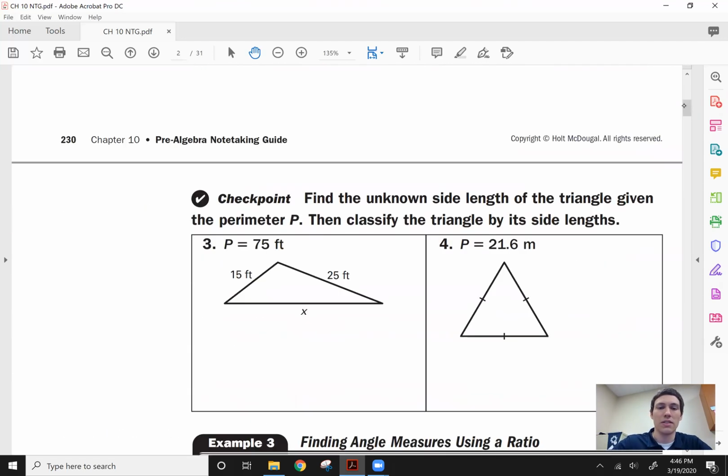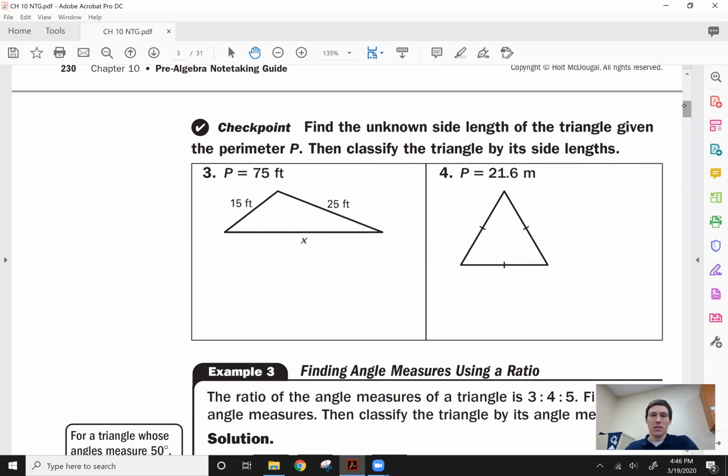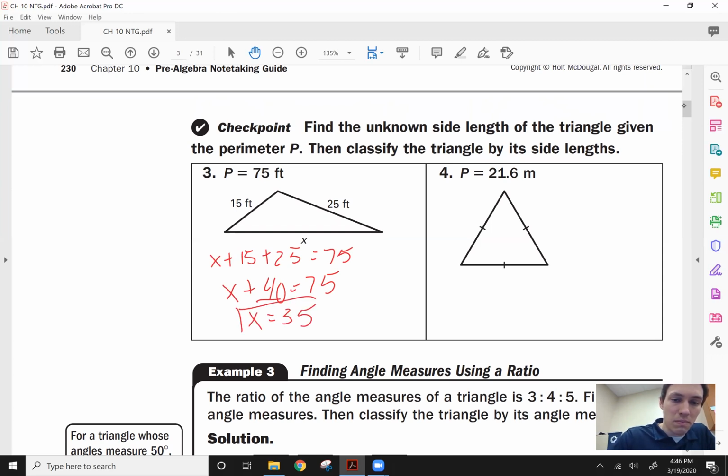All right. So on these, do the same thing. X plus 15 plus 25 equals 75. So I'm going 15 plus 25 plus x. So x plus 40 equals 75. In order to get rid of the 40, it's being added, so I've got to subtract it. So x equals 35 when I subtract from 75.